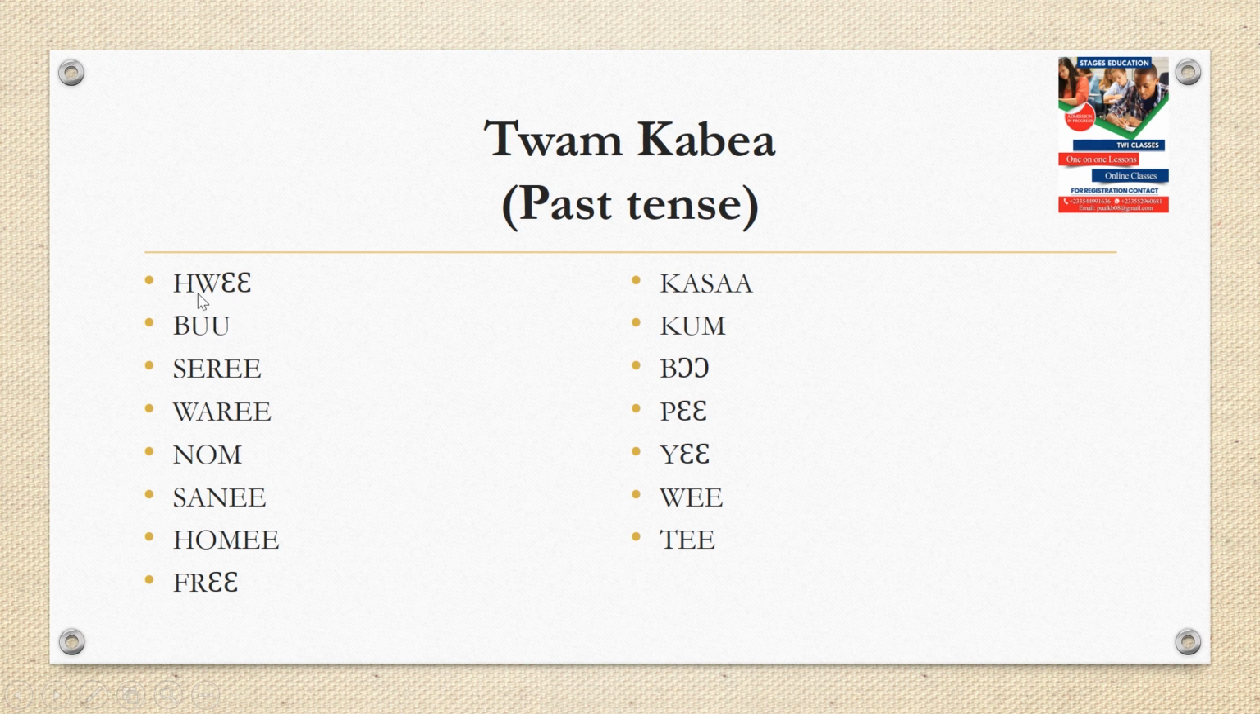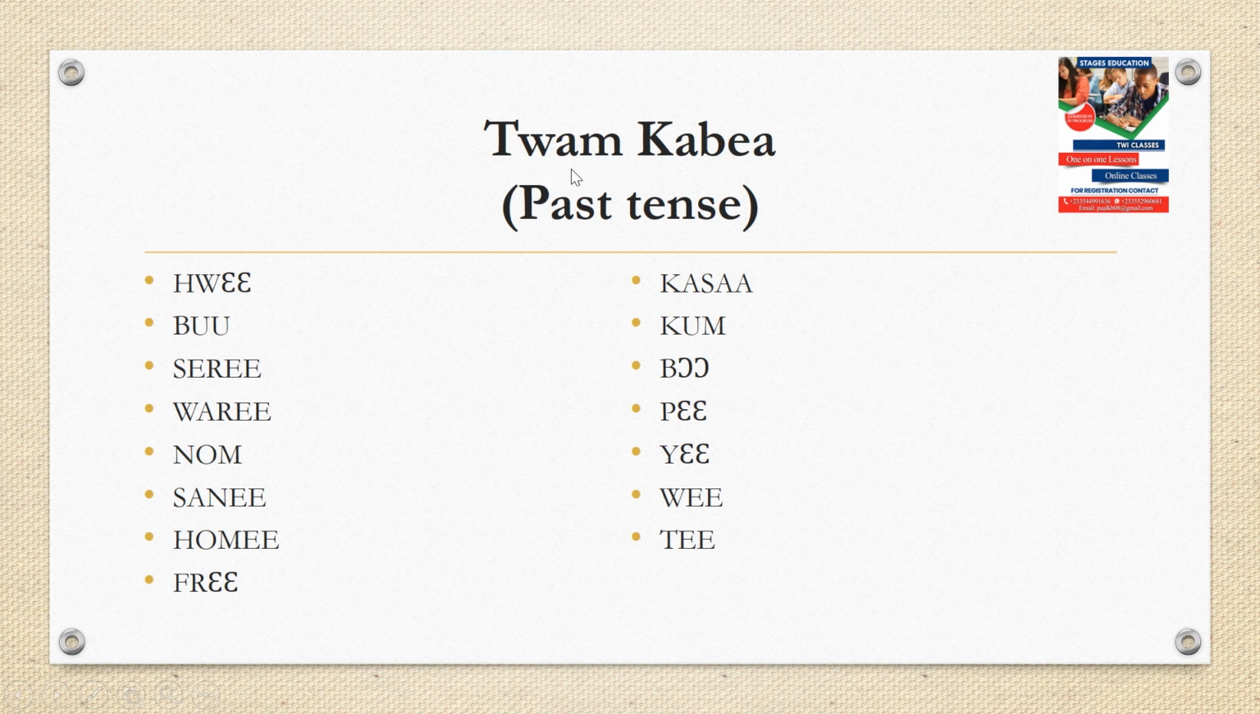So as hwɛ ended with ɛ, we will add another ɛ to it. As bu ends with u, we will add another u to it. So you just double the last vowel of the word. So this one ends with e, so we'll add another e to it. This one also ends with a, we'll add another a to it. Then you will realize that when it ends with a consonant, we leave it just as it is. We don't add another consonant to it. So that is the trick here. When the verb ends with a vowel, you double the vowel to get the past tense of it, which is known as the Twam Kabea.